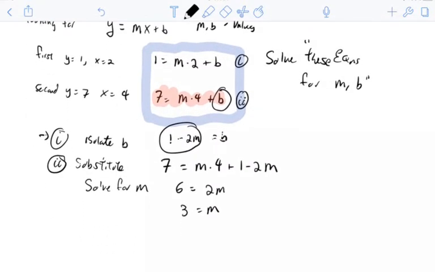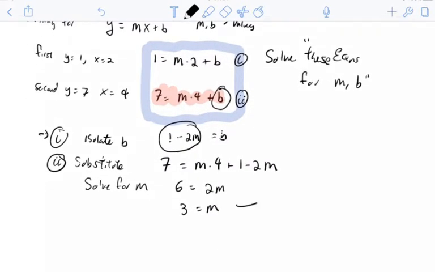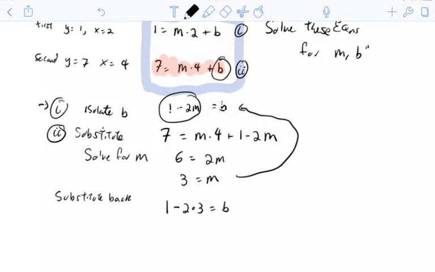And now I'm going to substitute back. In the previous equation, now that I know what m is, I can use that equation to find b. 1 minus 2 times 3 is equal to b. So you evaluate it, 1 minus 6. So b is equal to minus 5.